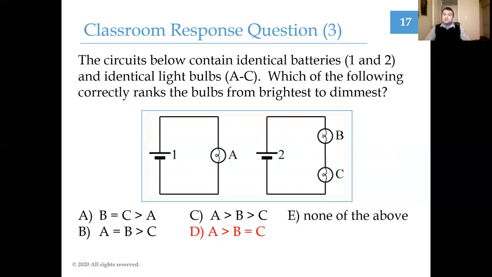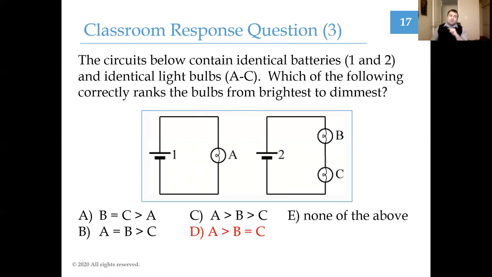So this means that bulbs B and C are going to be the same brightness and they will be dimmer than bulb A. Because the current flow through the first circuit is significantly bigger than it is for the second circuit. Since the second circuit is presenting more obstructions, there are more ways for the current to be able to present its energy. Now, here's the trickier piece.